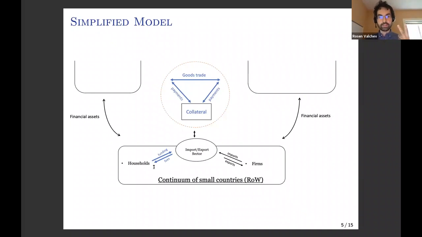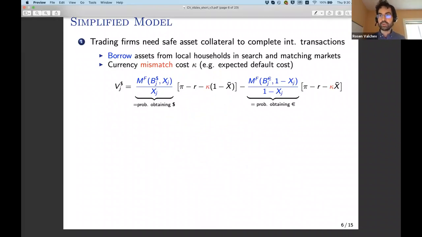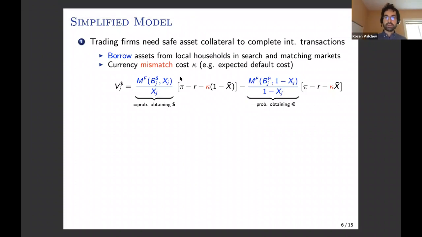So just think of it as two key actors. There's some households in this rest of the world that are choosing to save in dollar or euro bonds. And there are some firms who want to trade internationally. So what does the firm's problem look like? The firm only has this choice of whether I want to apply for dollar-based trade finance or I want to apply for euro-based trade finance? And its objective function V is going to be the relative benefit of applying for dollar minus the benefit of applying for euro.